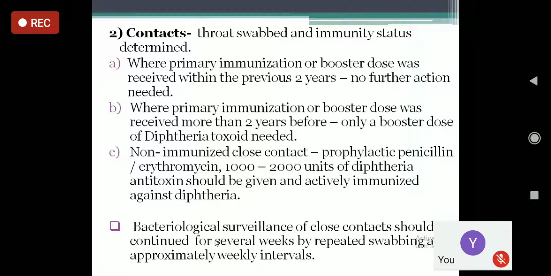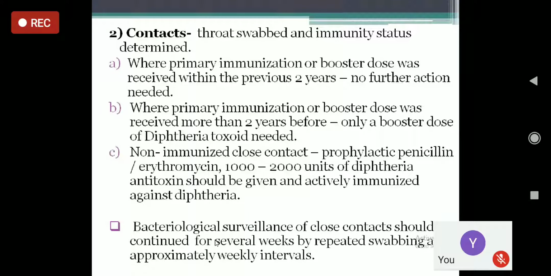And if primary immunization has been given, which is the case in our country, and if a booster dose was received within the previous 2 years, then you don't have to do anything. You don't have to worry about it. Even if the throat swab comes out positive, you don't have to do anything. Where primary immunization and booster dose were received more than 2 years before, then you have to give the booster dose of diphtheria toxoid vaccine. One single booster dose should be given immediately.